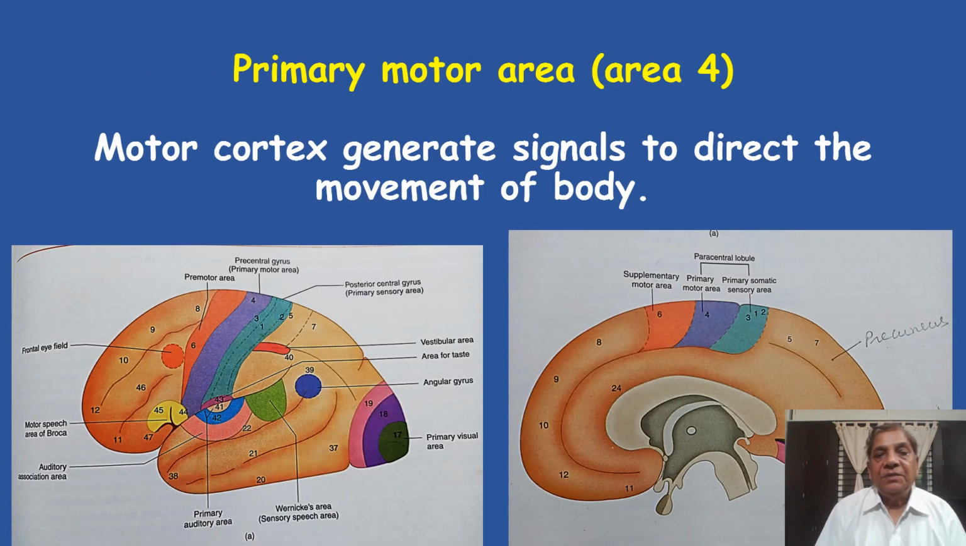Let us see the primary motor area first, that is area number 4. Now this motor cortex, area number 4, is responsible for generation of the motor impulses. The signals are generated which ultimately go to the skeletal muscle and lead to the movement of the body. So this area 4, our primary motor area, is located on the supralateral surface, and in this diagram you see a part of it is also located on the medial surface, in front of the central sulcus.